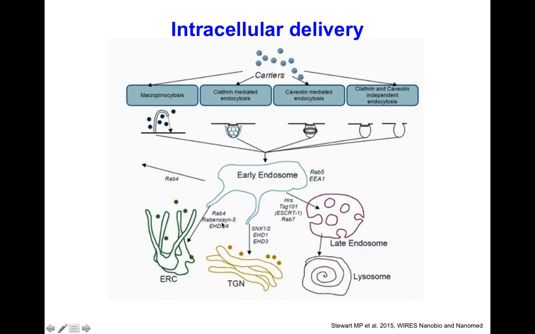And as you can see here, the early endosomes are much more tubular in structure. Most of the nanoparticles are then forced to the late endosomes, which are multivesicular in structure, and then they're degraded in a lysosome, which is multilamellar and has a low pH.